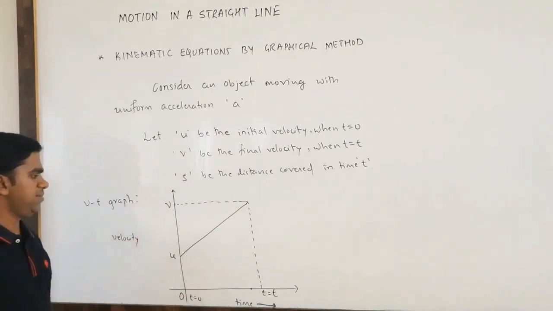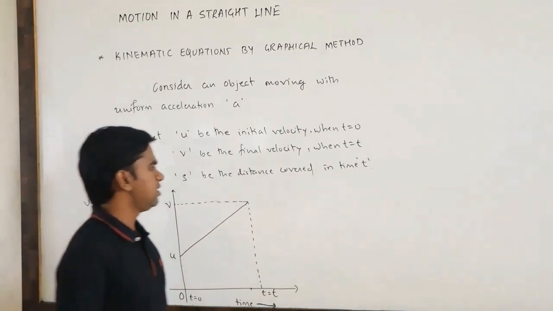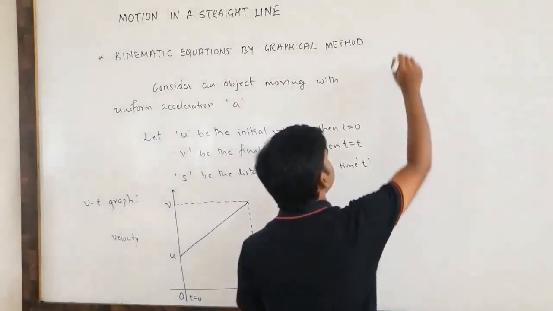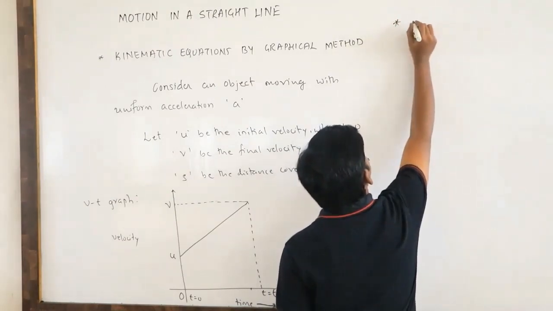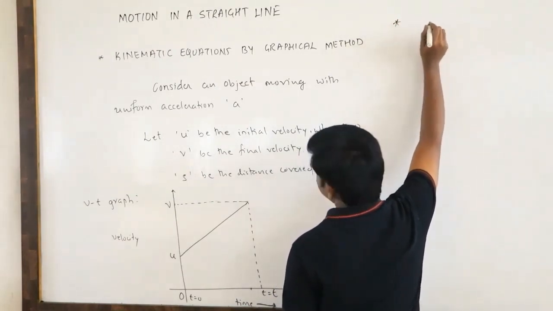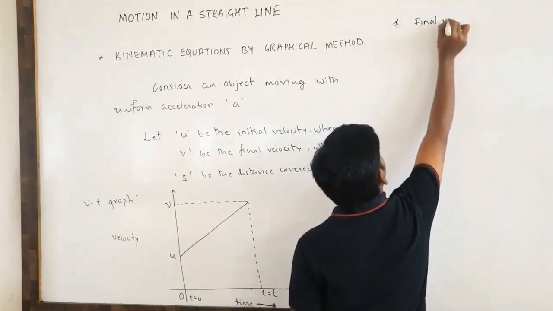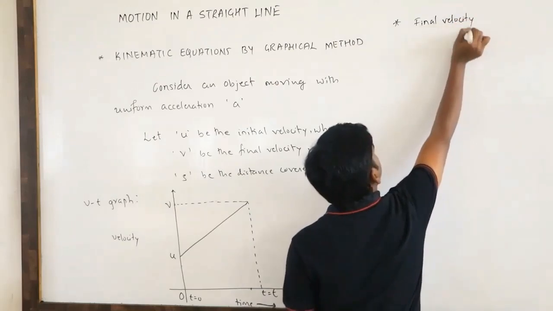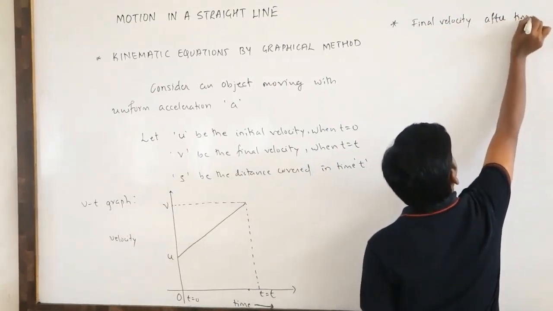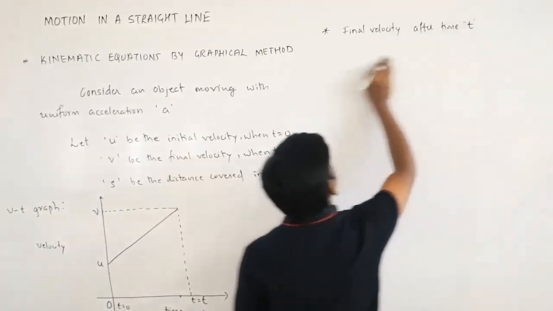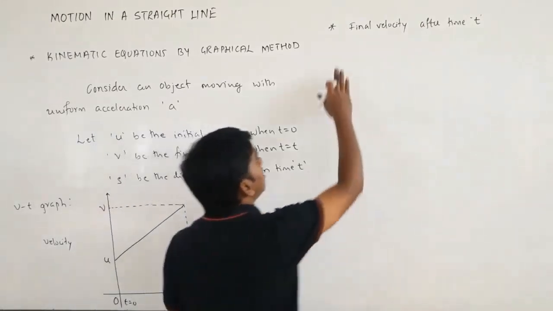Velocity versus time. Okay. So now we will derive the first equation. What is the first equation? The first equation is to find the final velocity when time is given. Okay, so final velocity after time t. Simply we can say velocity after time t also. No need to mention what final was.